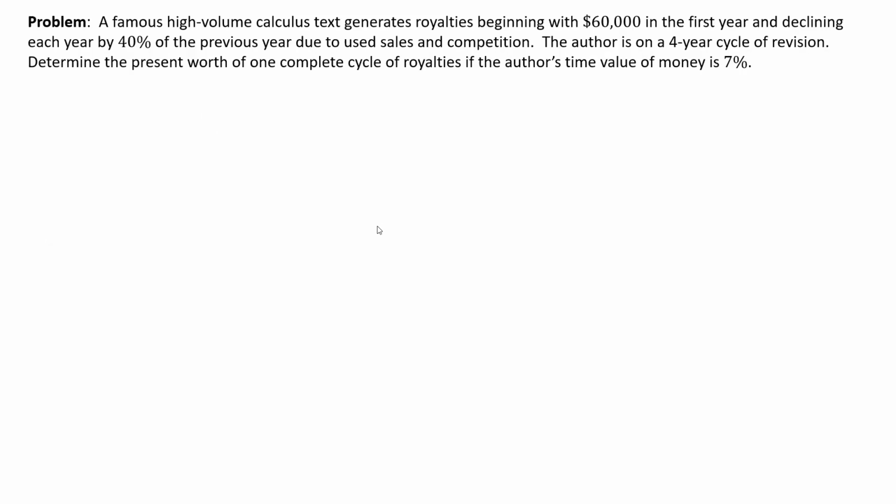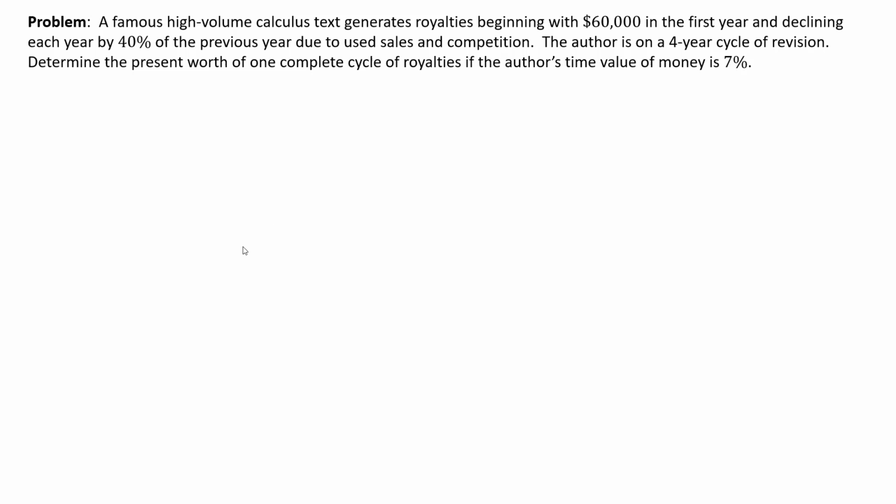A famous high-volume calculus text generates royalties beginning with $60,000 in the first year and declining each year by 40% of the previous year due to used sales and competition. The author is on a 4-year cycle of revision. Determine the present worth of one complete cycle of royalties if the author's time value of money is 7%. Okay, one complete cycle of royalties.